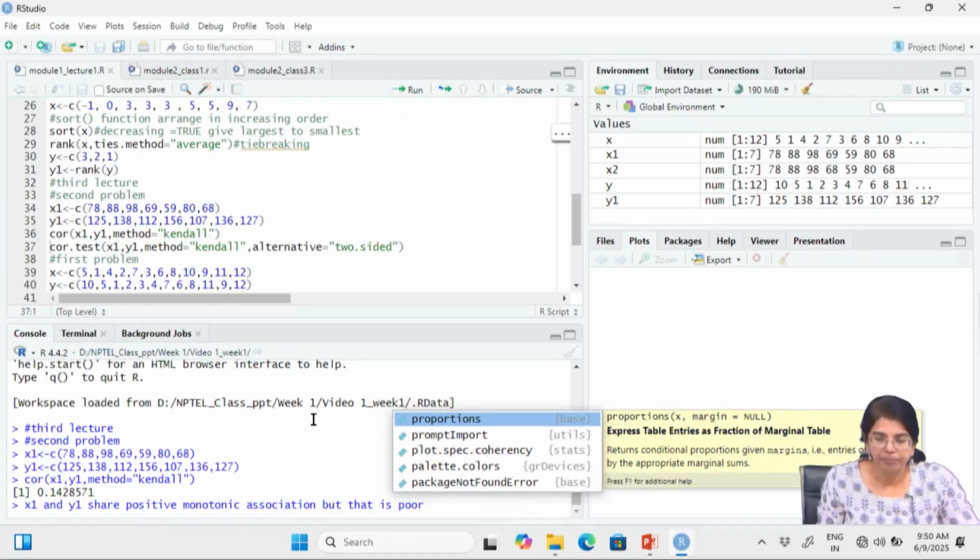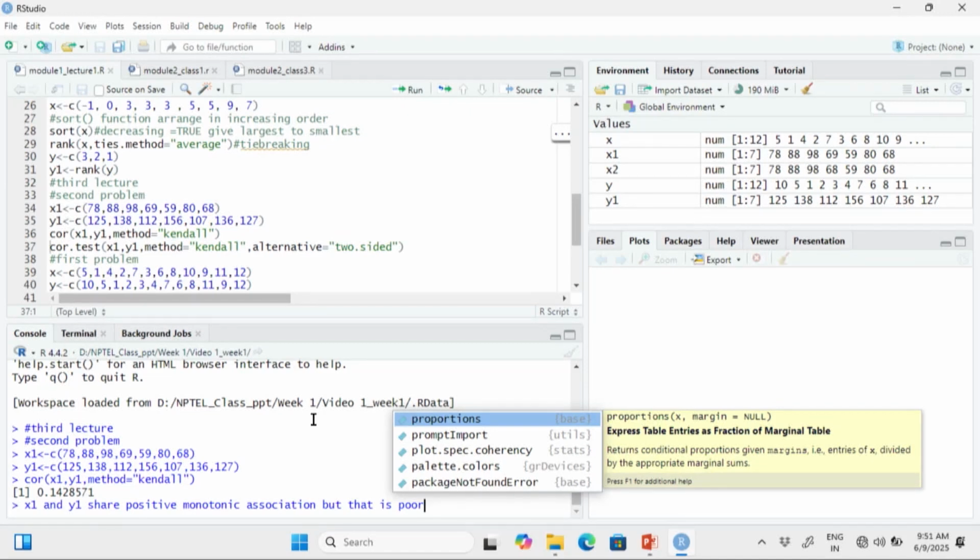generally what we do, if the association is bigger than 0.7, then we call it a strong association. Okay, just make a note of this fact. I think I haven't mentioned it. This is kind of a thumb rule. If the value of the Kendall's tau is bigger than 0.7, then this value will give you the idea of strong association. Clear?